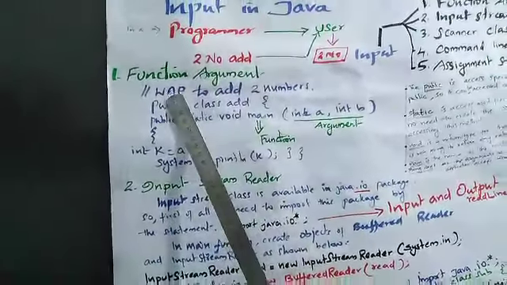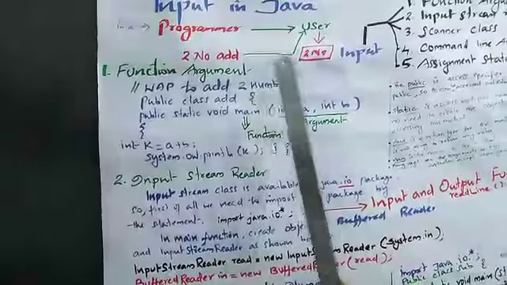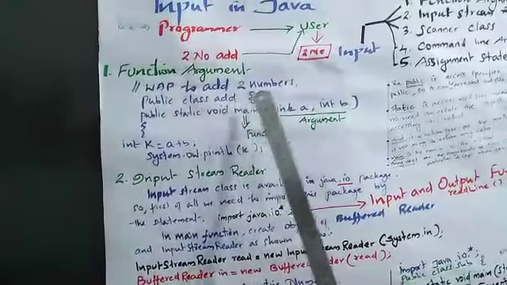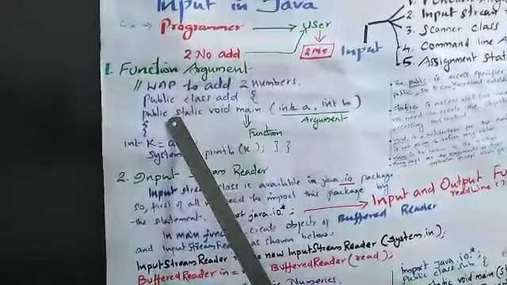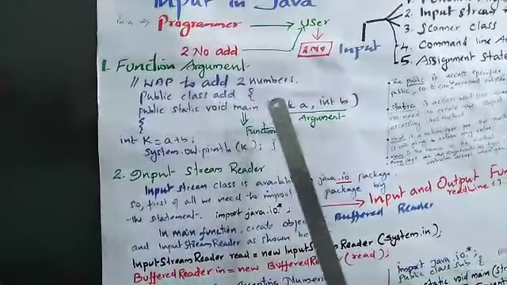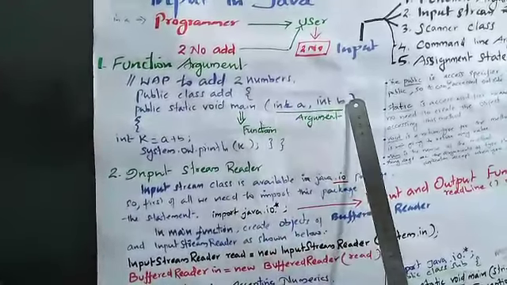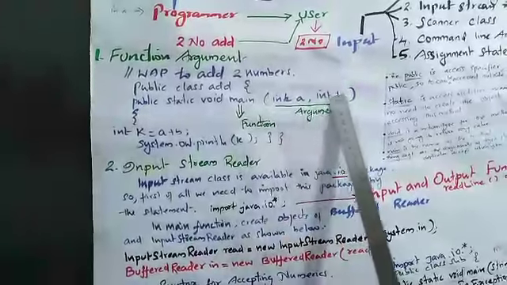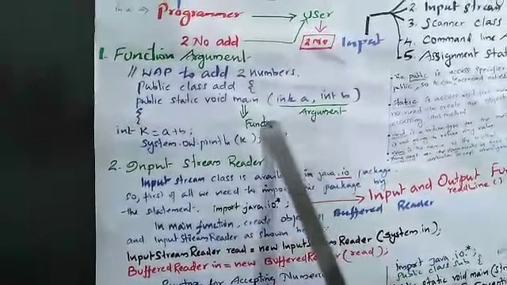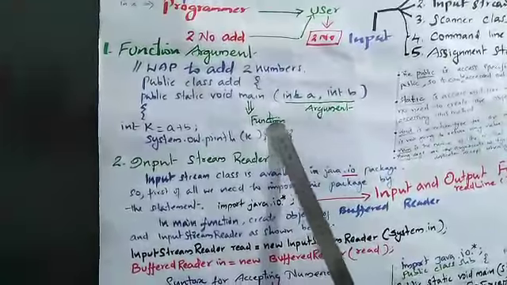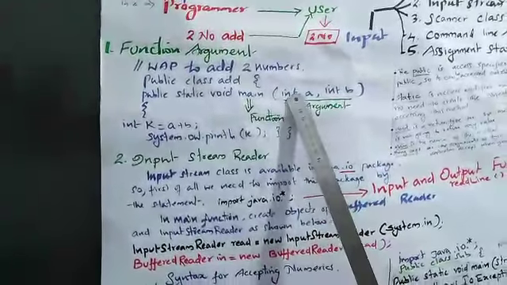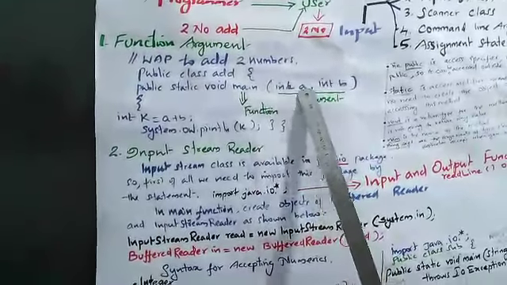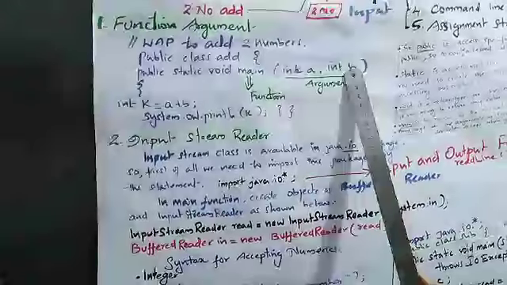Let's write a program to add two numbers. Public class add, open the curly bracket, public static void main, then open the bracket, int a and int b. Here this main is your function, and int a and int b are the arguments. So we can say this is a function argument. In function argument, you have to use the data type in the main function, here int a and int b.